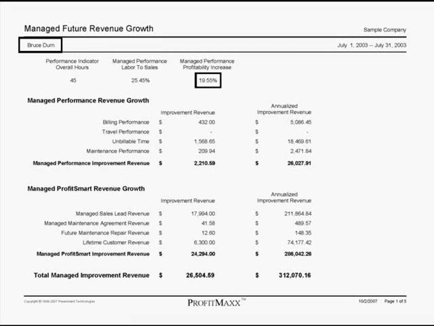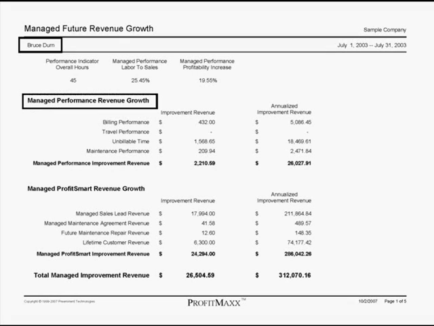Third is the managed performance profitability increase. This is the difference between the first 2 numbers and shows the percentage of potential increased revenues to the company if the technician is managed to the goals and expectations in the managed performance reports. Bruce has a potential of increasing by 19.55%.